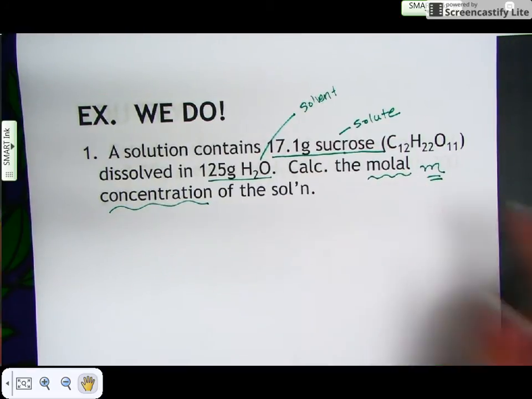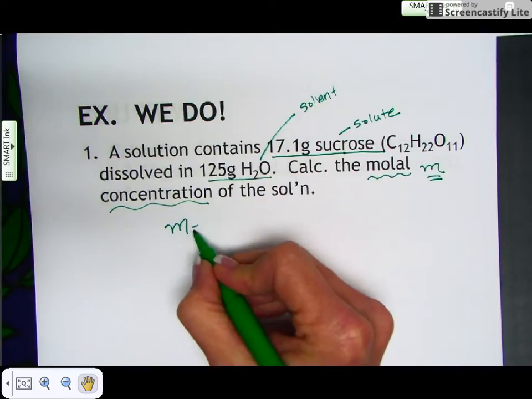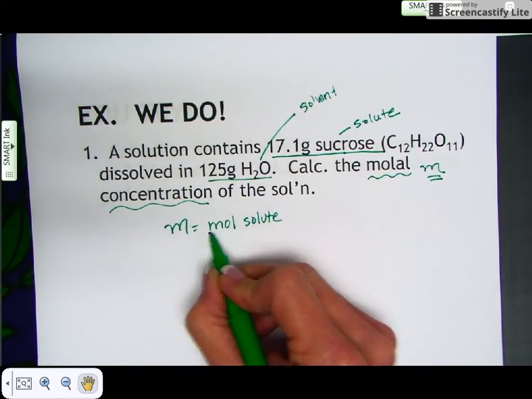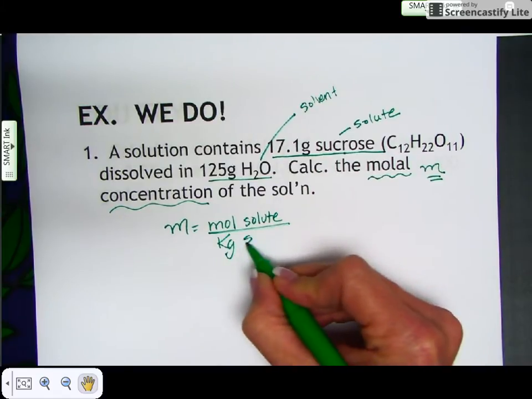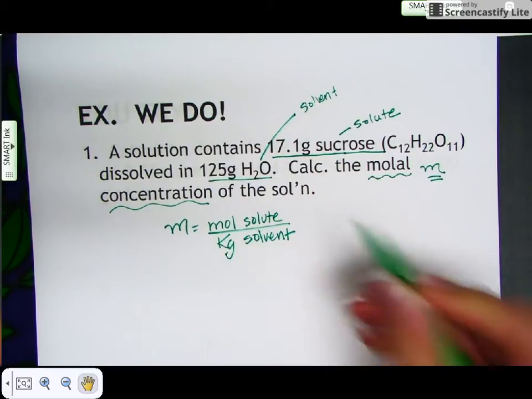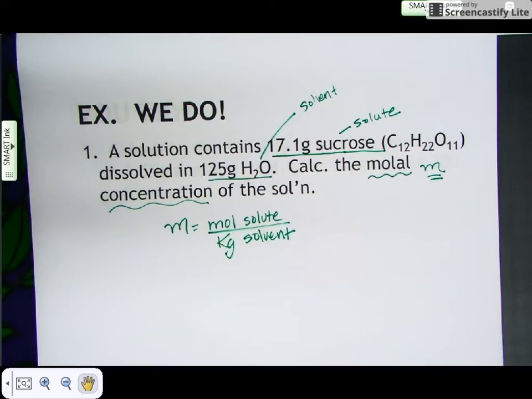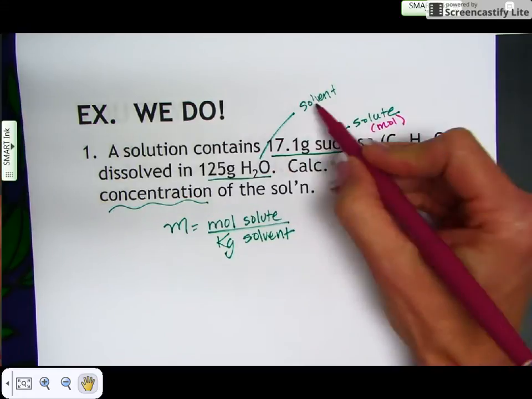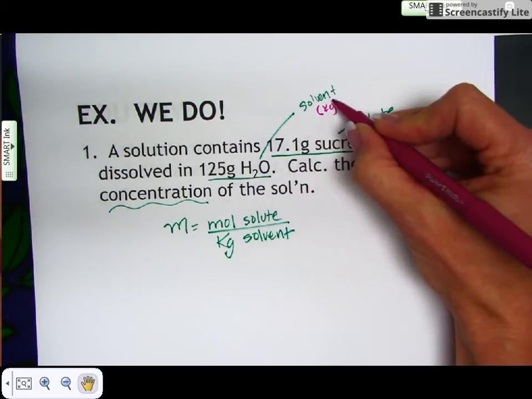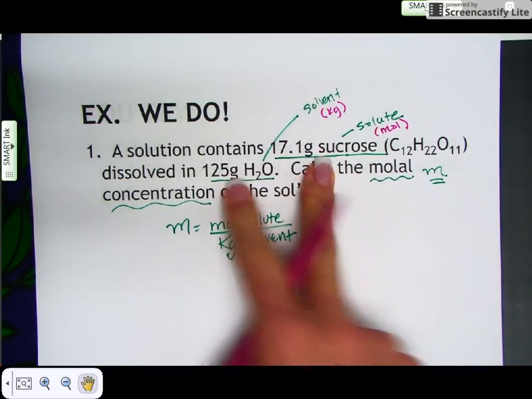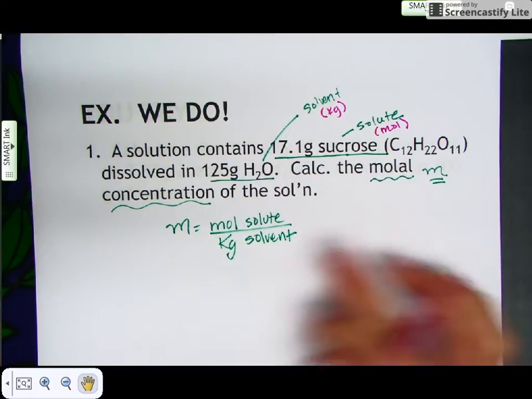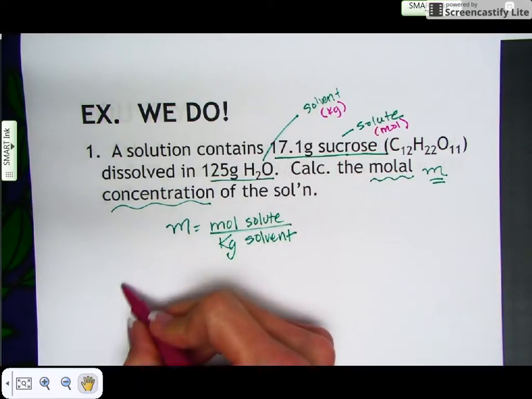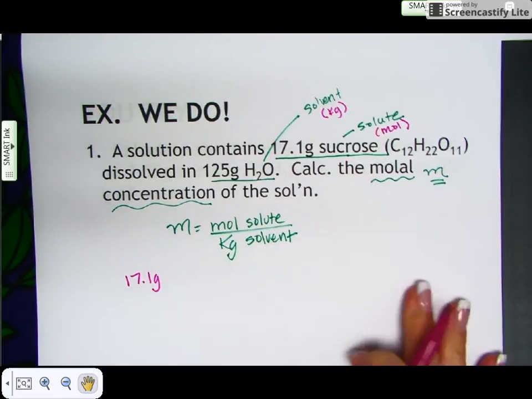This is molal. So I'm going to write down my formula. Molality is equal to moles of the solute per kilograms of the solvent. So the solute is the sucrose. We've got to get the solute to moles, and we've got to get the solvent to kilograms. Neither of them are in the proper unit right now, so we have to do some conversions before we can plug into our formula. So let's convert the sucrose, 17.1 grams of sucrose.